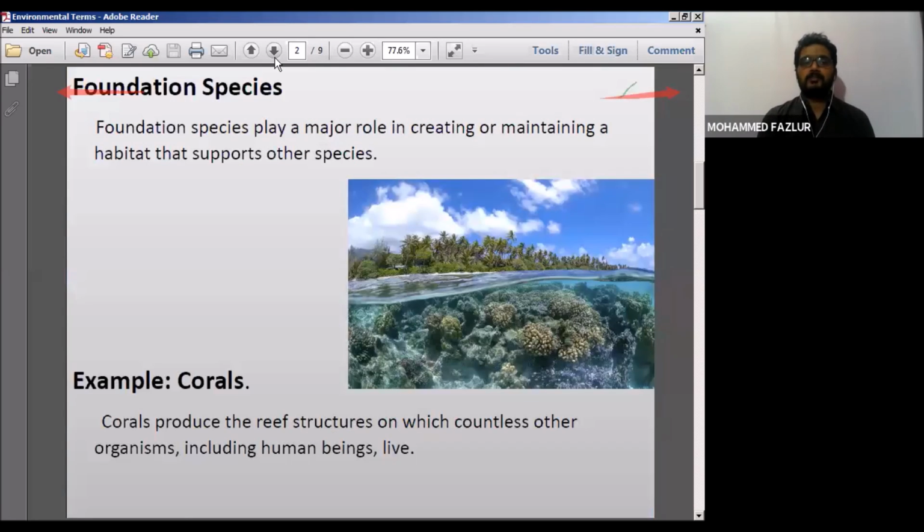The second type of species which we'll take here is foundation species. Foundation species are the species which play a major role in creating or maintaining an ecosystem.